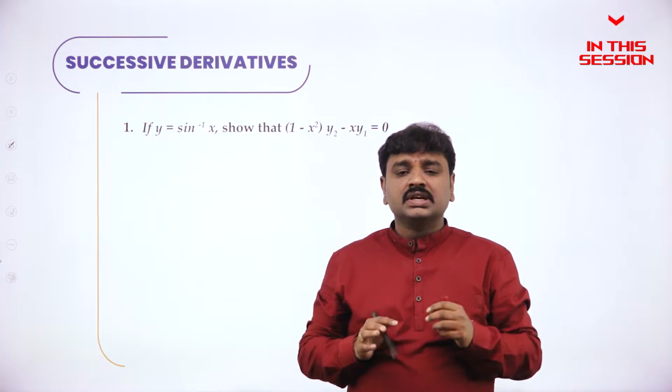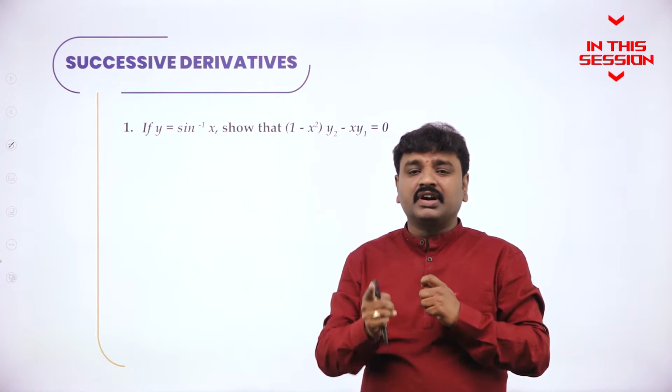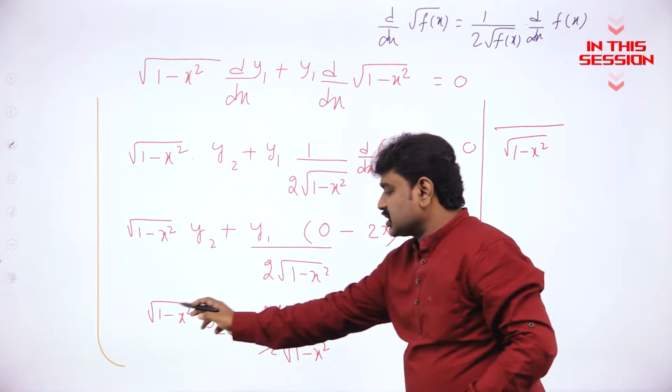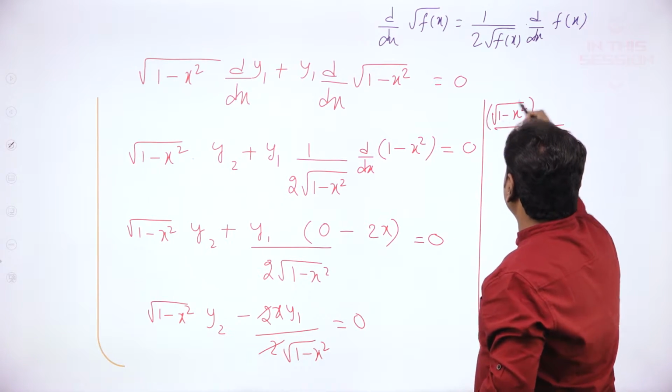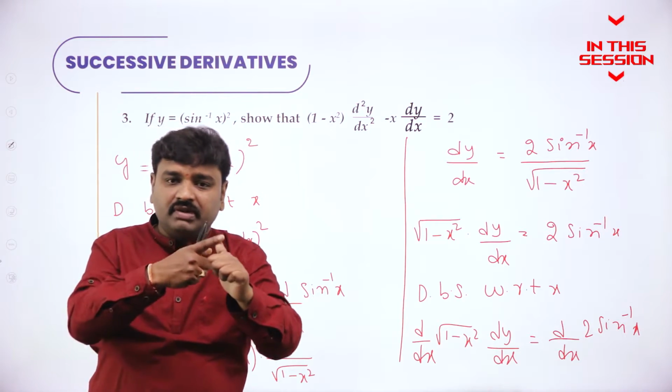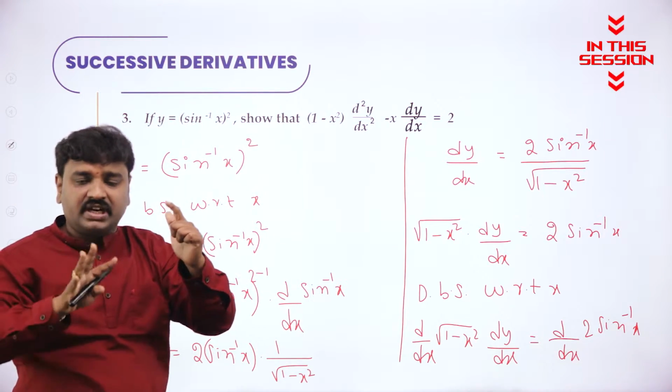And the second hint is, whenever you have a denominator, convert it into a product. Root of 1 minus x square into root of 1 minus x square, root of 1 minus x square whole square. One method is the method of substitution. Find dy by dx, find d square y by dx square directly, plain and simple.